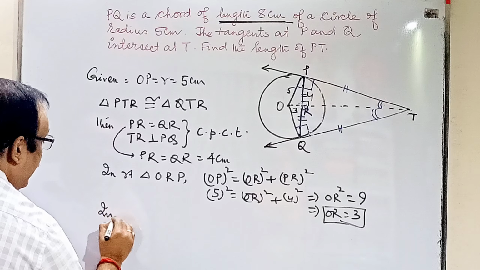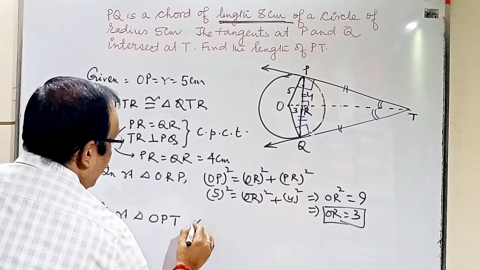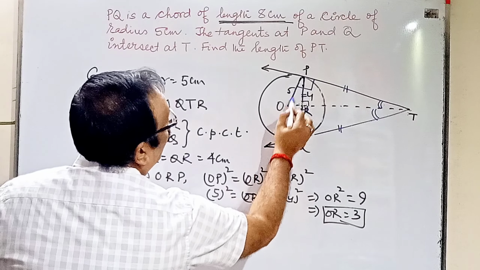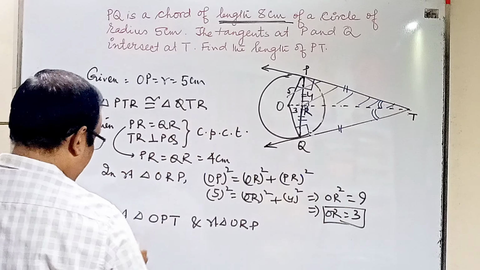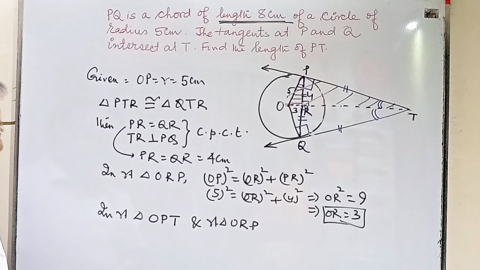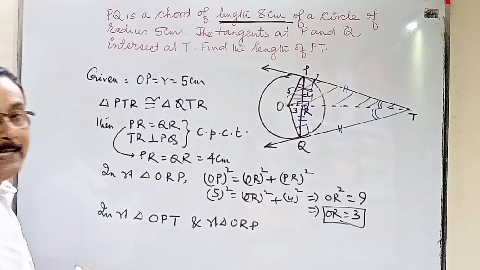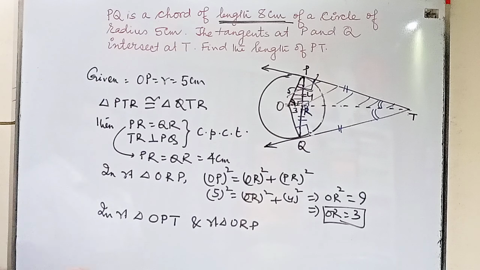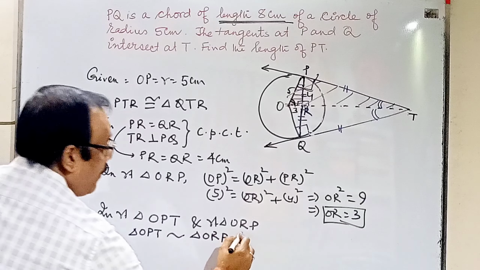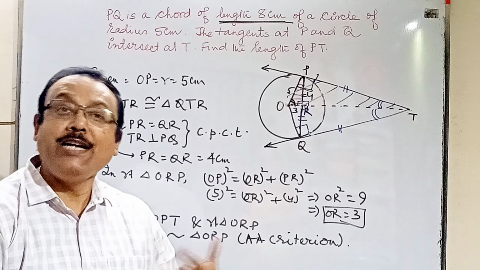Now let's have a look at right triangle OPT and right triangle ORP. I'm taking two triangles. One is OPT, this bigger triangle, and I'm taking this smaller triangle, ORP. If you look at this big triangle and this small triangle, in the big triangle this angle is 90. In the small triangle this angle is 90. And this angle is common to both. So since two angles are the same, triangle OPT is similar to triangle ORP. They are similar by angle criterion. And if they are similar, then their sides will be proportional.